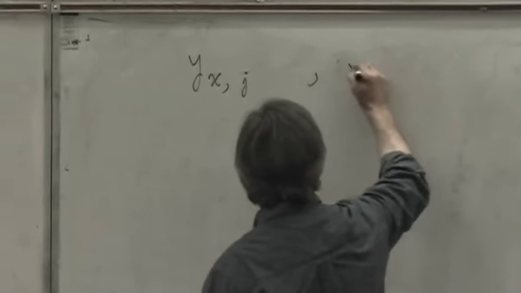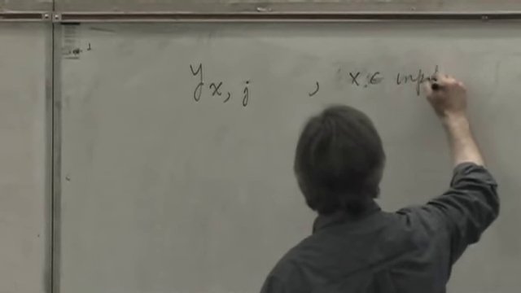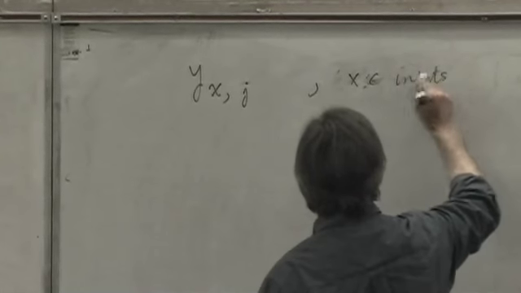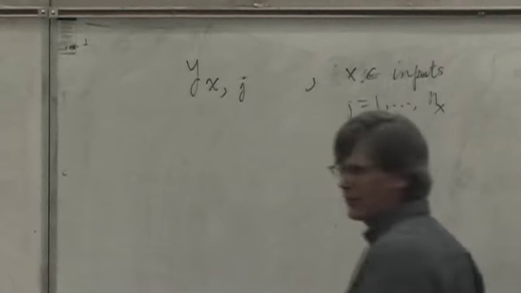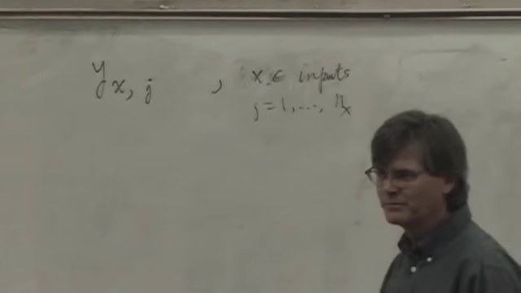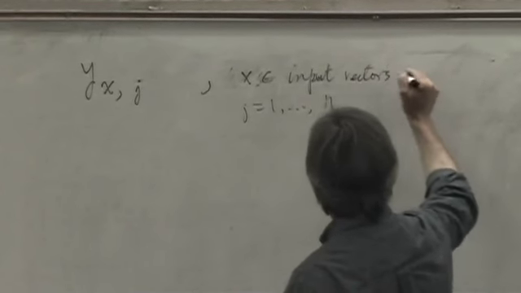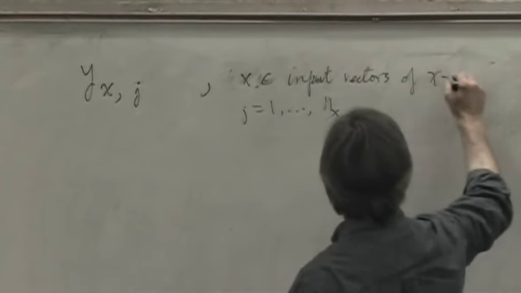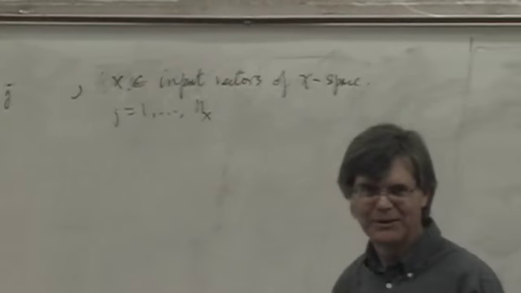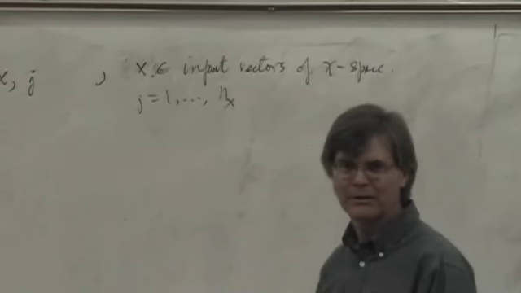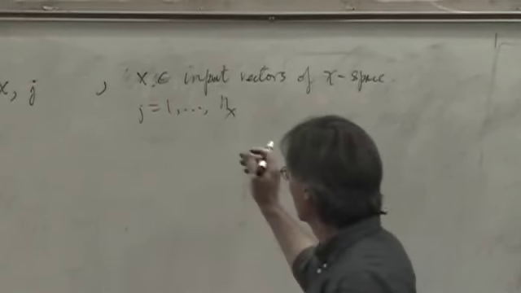X goes, in the inputs, and j goes from 1 to nx. Input vectors of x space. That's the easy way to describe it, I think. Input vectors of x space. Everybody got the right image? And then I have j goes from 1 to nx.